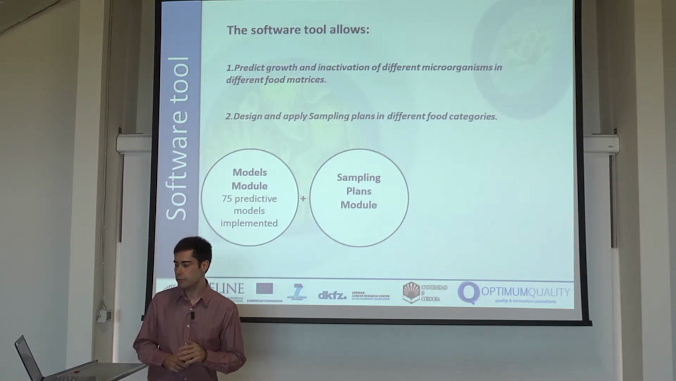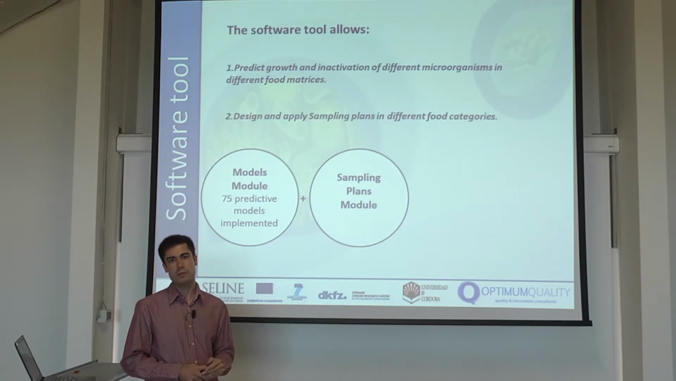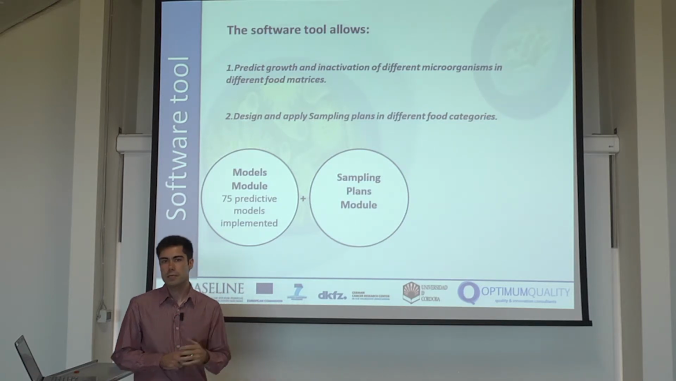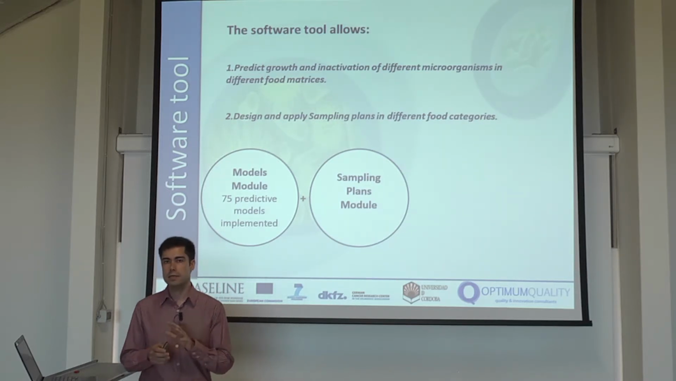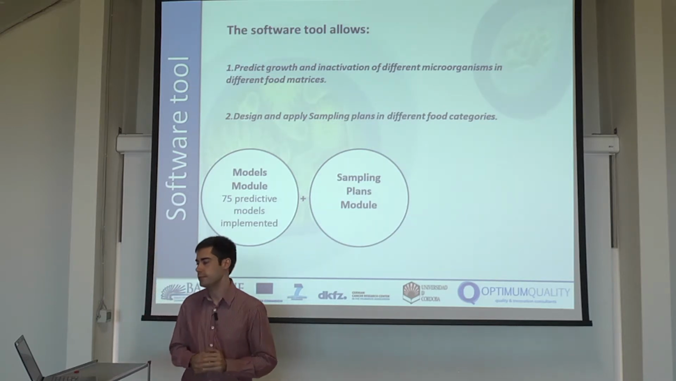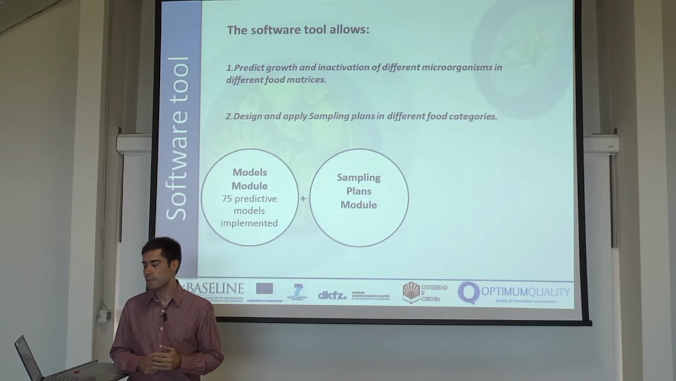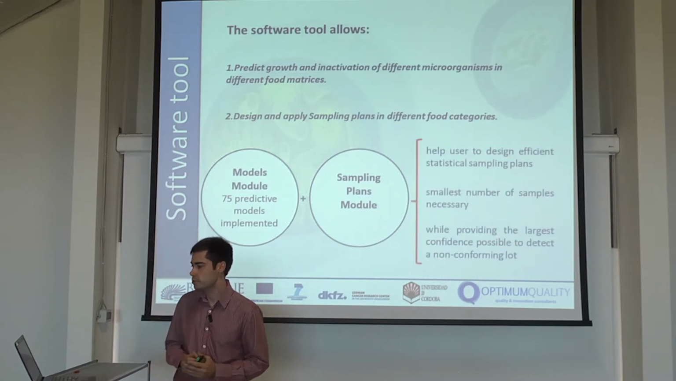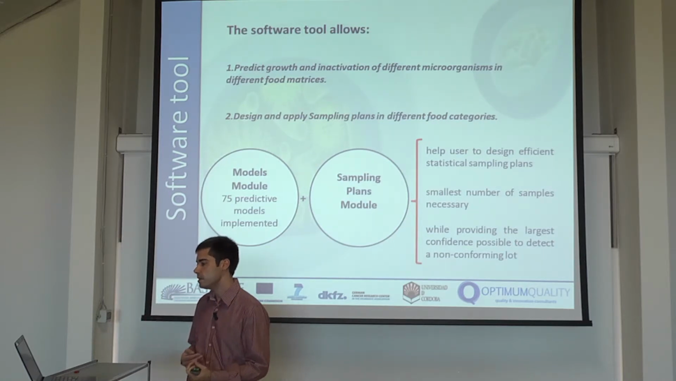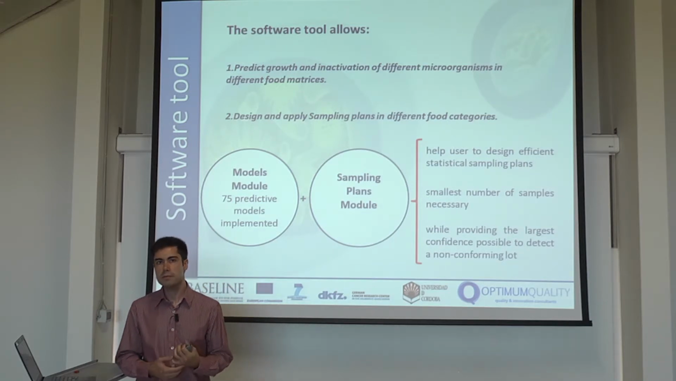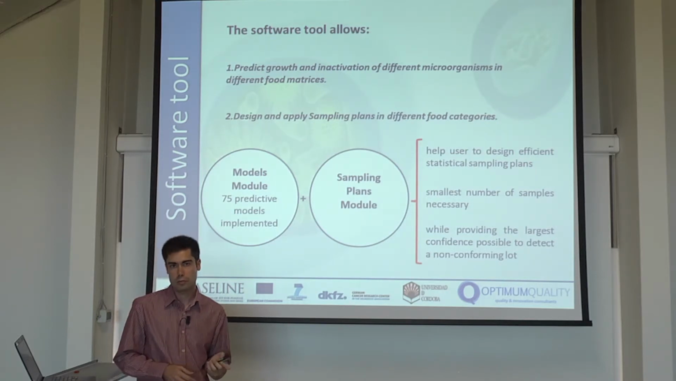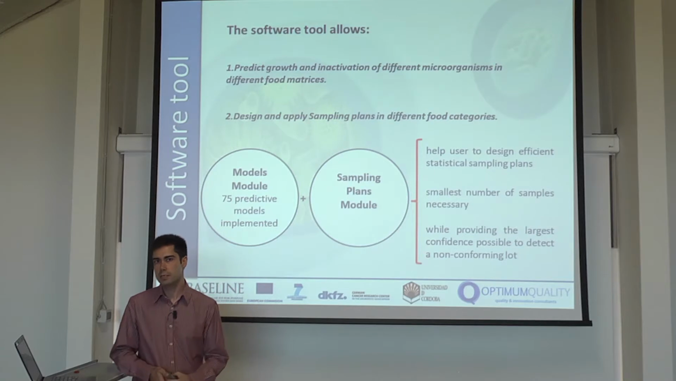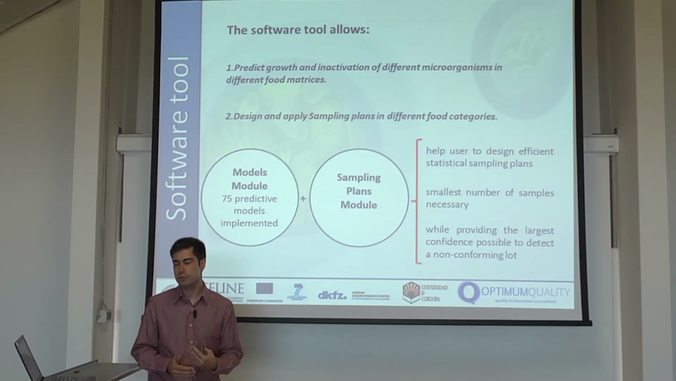Now, in the models module, there are 75 predictive models already implemented in the software. Some of them were collected within the baseline project and generated with the baseline data, and the other part were gathered from literature data. There is also a sampling plans module that helps users design efficient statistical sampling plans by taking the smallest number of samples necessary while providing the largest confidence possible to detect a non-conforming lot. In other words, to optimize the sampling schemes to be used in a practical way.